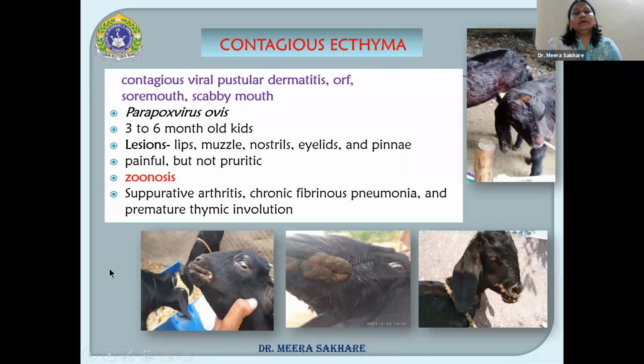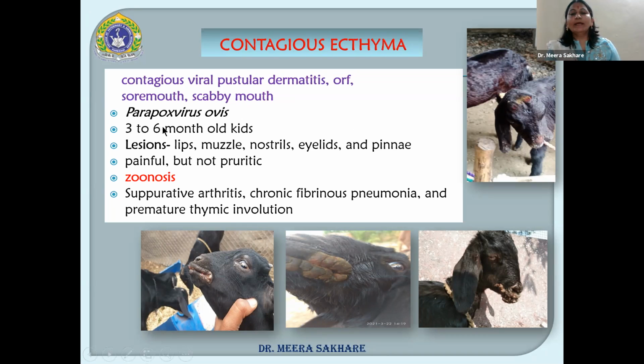Then some diseases have a similar appearance to mange, mite or ringworm, like contagious eczema. It is a viral disease commonly known as ORF, pustular dermatitis, or scabby mouth. These cases are very easy to diagnose. Even the sheep owner or goat owner can say our goat is suffering with mawa. It is called mawa in the local language. And it is caused by the parapox virus.